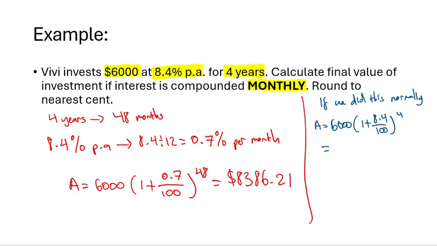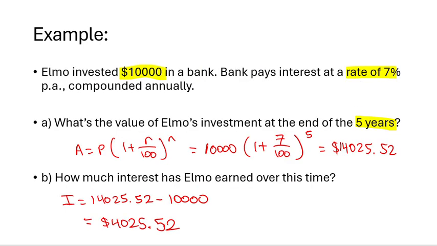So as you can see, you actually earned less. 8,284 point, what was it? 5-4. As you can see, you earned less. You got less. So it just goes to show the more compounding periods you have, the more you will accumulate in the long run. Okay?